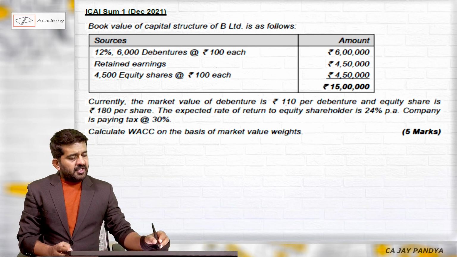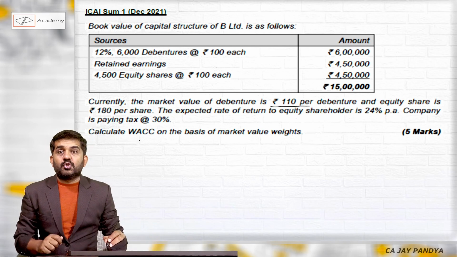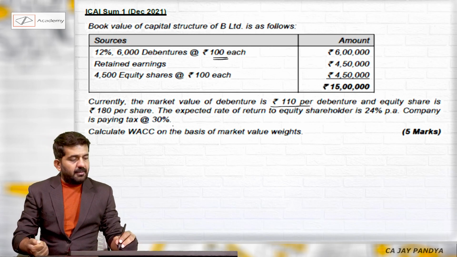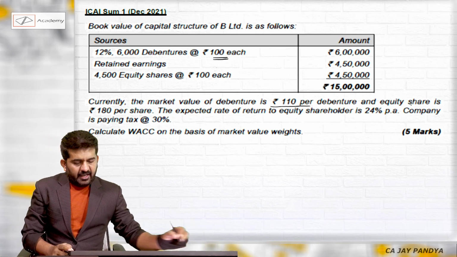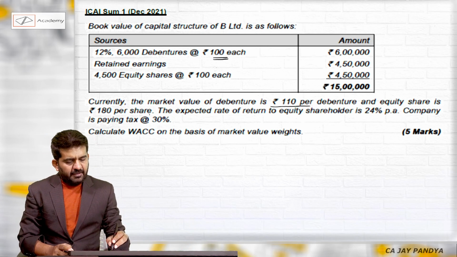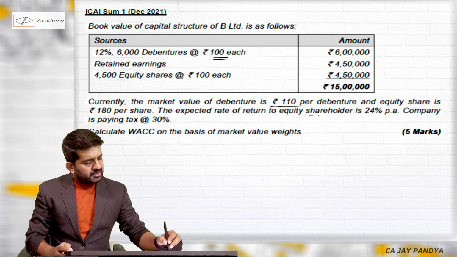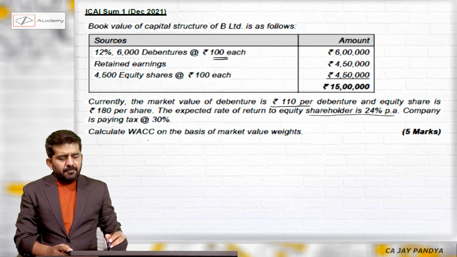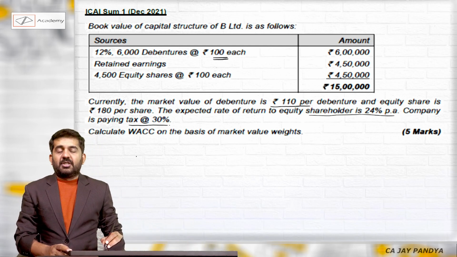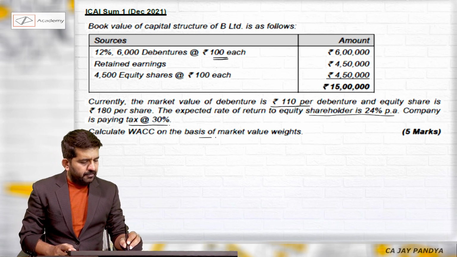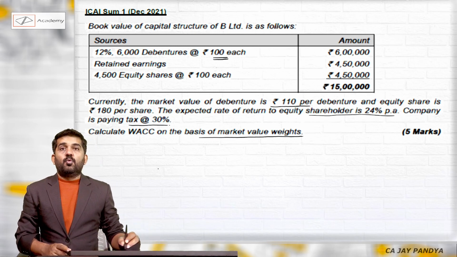Currently, the market value of debenture is 110. So, debentures are traded in the market. Face value is 100, but the market value is 110. Equity shares are at rupees 180 per share. The expected rate of return to equity shareholders is 24%. Company is paying tax at 30%. Calculate weighted average cost of capital on the basis of market value weight.